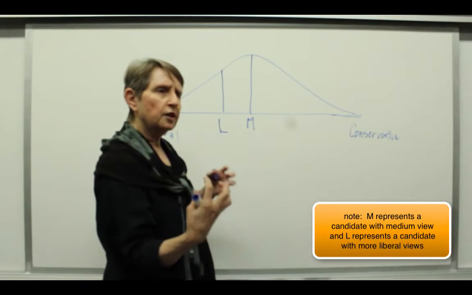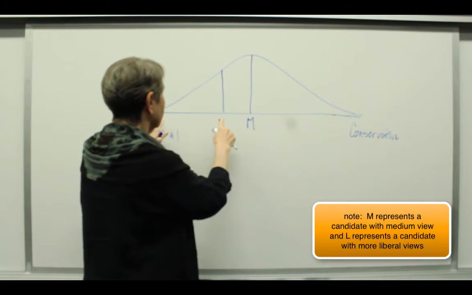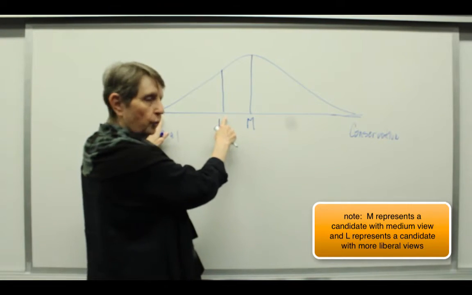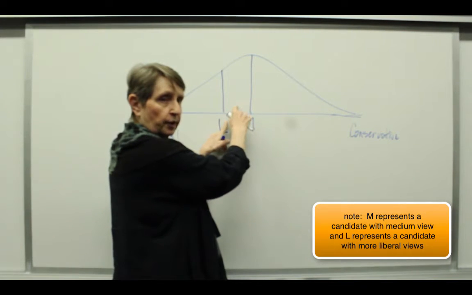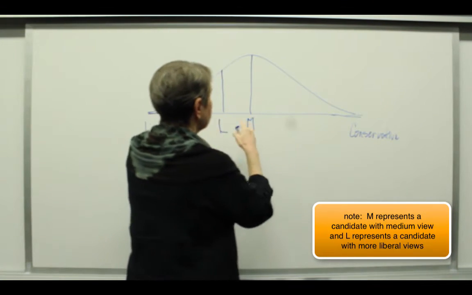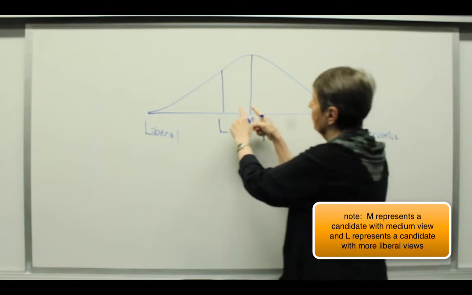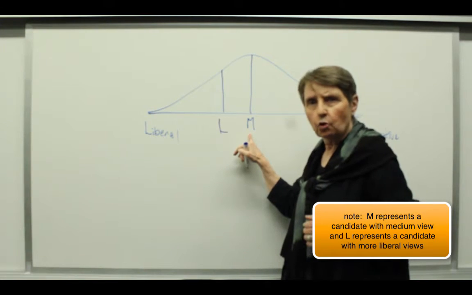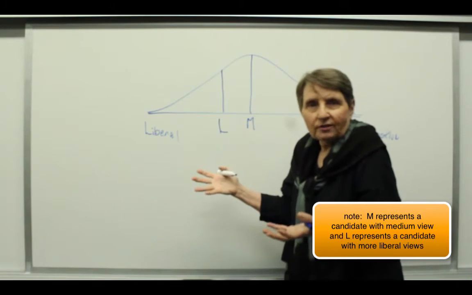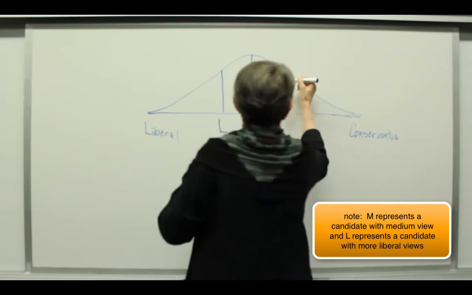And so when we think about which votes these candidates are going to get, candidate L is going to get all of these votes. And he's actually going to get some of these votes in here too. When we look at candidate M, he's going to get all of these votes and some of these votes in here, so the median candidate is going to win because he's going to get more votes.